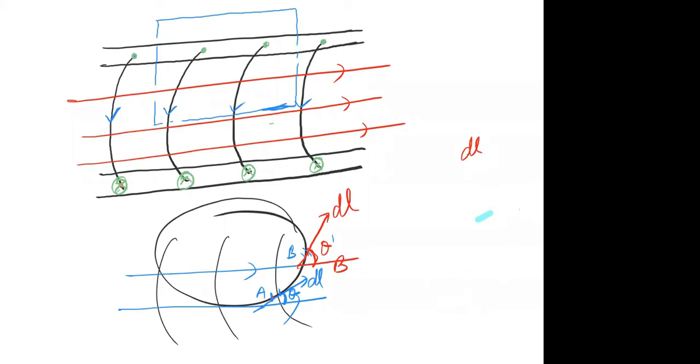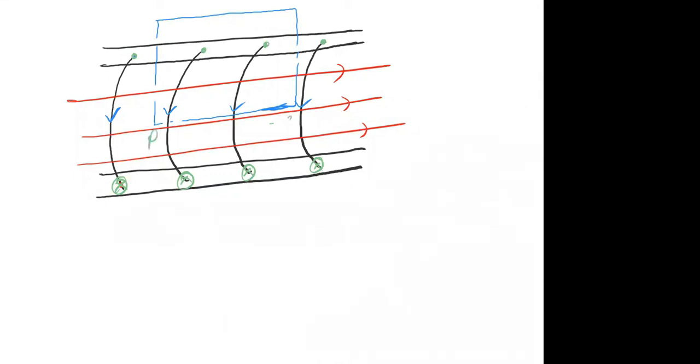Obviously different. And try to understand what you have studied. You have studied B dl cos theta is equal to mu naught I. If this angle continues to change, this cos theta will become variable. dl is variable, cos theta is also variable. I will not be able to integrate this. Let me name this loop PQRS. Now, how will I find the total line integral of magnetic field over the closed loop PQRS?